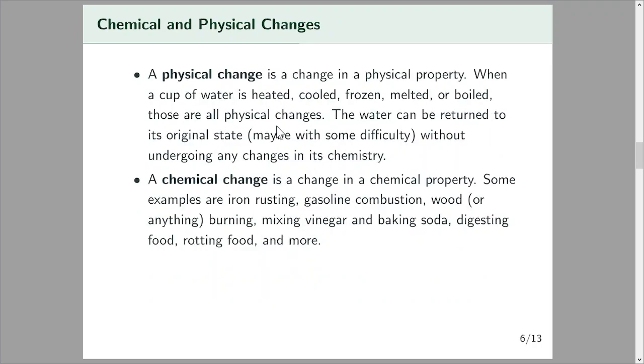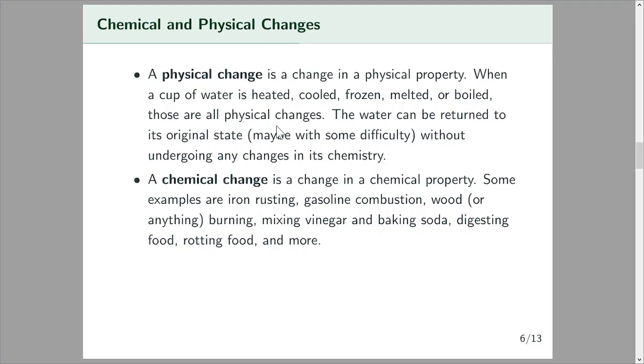So a physical change is a change in a physical property. You can heat or cool water, you can freeze or melt water, and so on. You can often change physical properties without changing the chemistry of the substance you're working with. A chemical change, on the other hand, is a change in a chemical property.